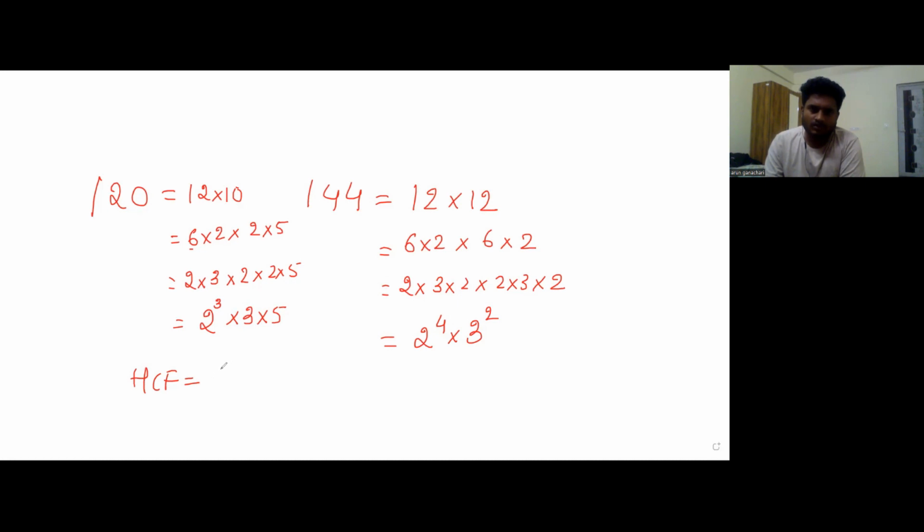2 and 3 are both common. What is the lowest power of 2? 2 raised to 3. What is the lowest power of 3? 3 raised to 1. 2 raised to 3 is 8. 8 3s are 24. So your HCF is 24.